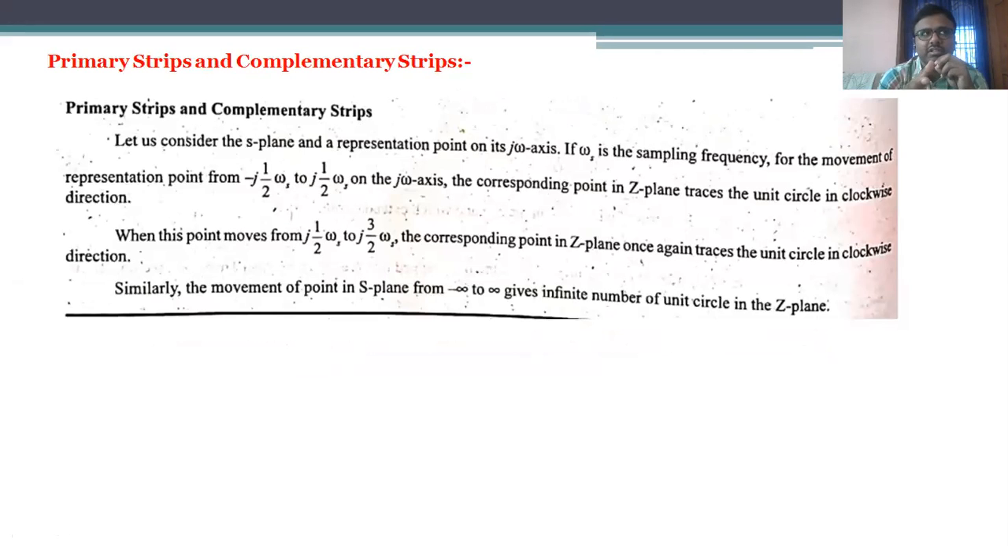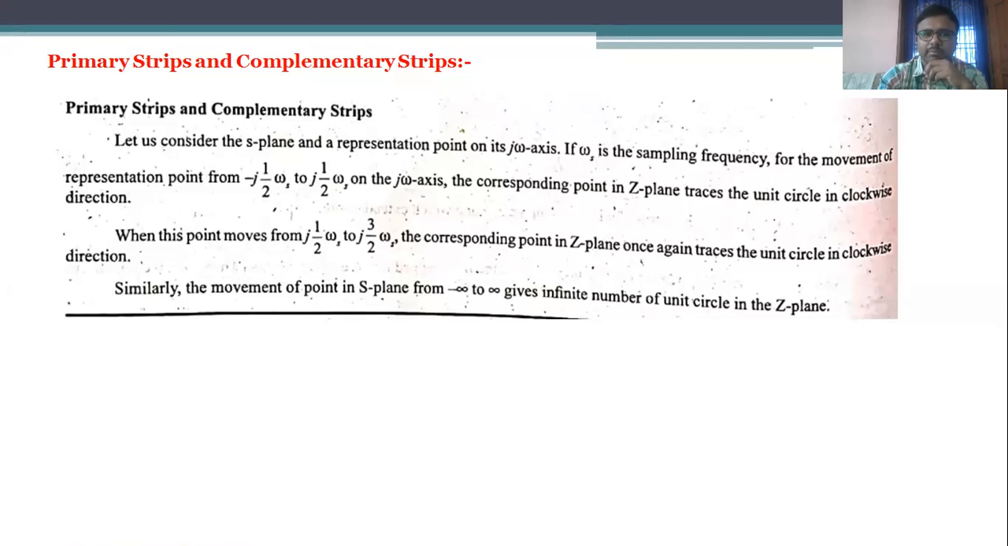So the portion of the S-plane stability region, that is from minus j omega s divided by 2 to j omega s divided by 2, has to correspond to the z-plane, which traces the unit circle in the clockwise direction. That means it is going to occupy the interior part of the unit circle in the z-plane, in the clockwise direction.